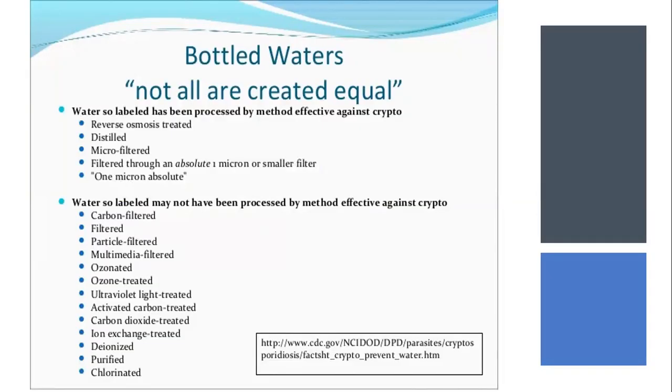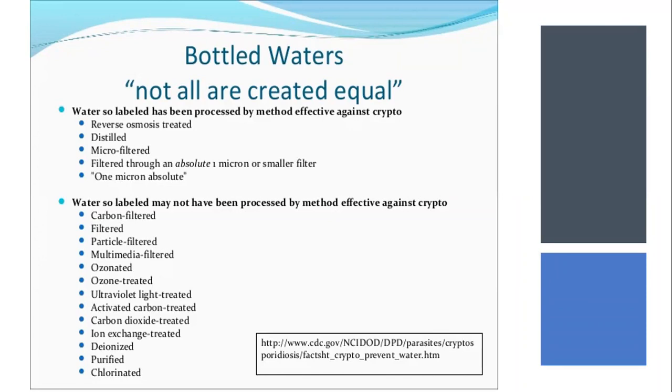So this is important for us to know, particularly when we travel to endemic areas. We have that notion that if it's bottled water, it's safe. Not all bottled waters are created equal. That's why I like this slide. So you have to pay attention to how the water was processed. Water so labeled has been processed by these methods: reverse osmosis treated, distilled, microfiltered, filtered through an absolute micron or smaller filter. These are effective against crypto.